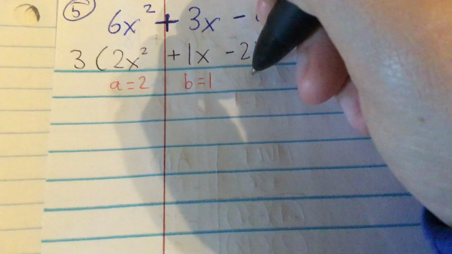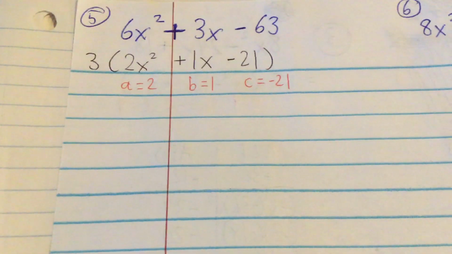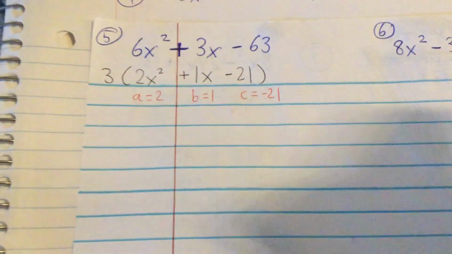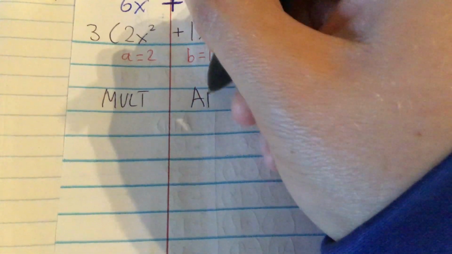And now I can't really factor any more, so now I've got to get creative and do my ABC method. So the A is 2, my B is 1, and my C is negative 21. Okay, so now I'm going to make that table: 2 numbers that multiply to AC and add to B.